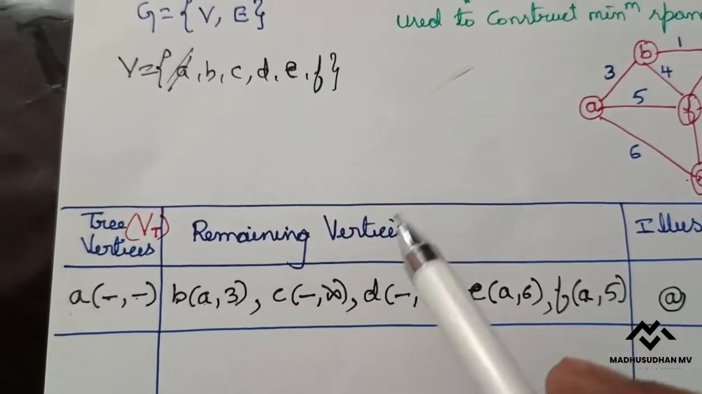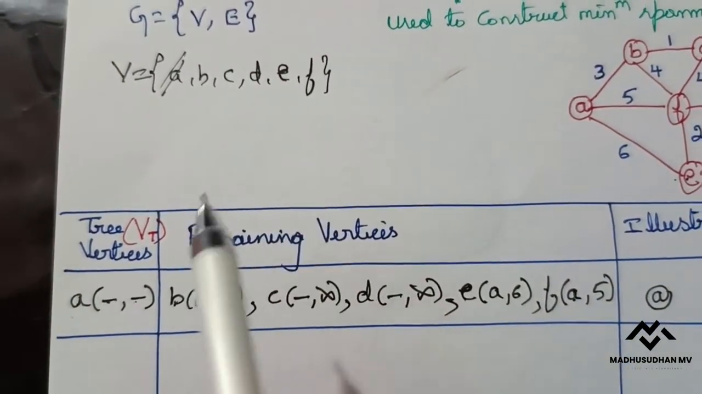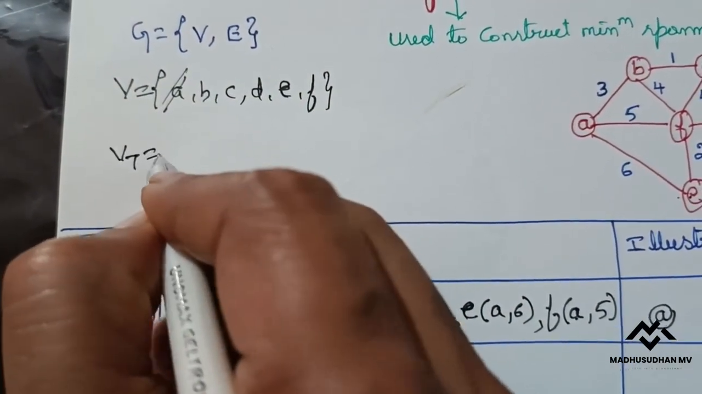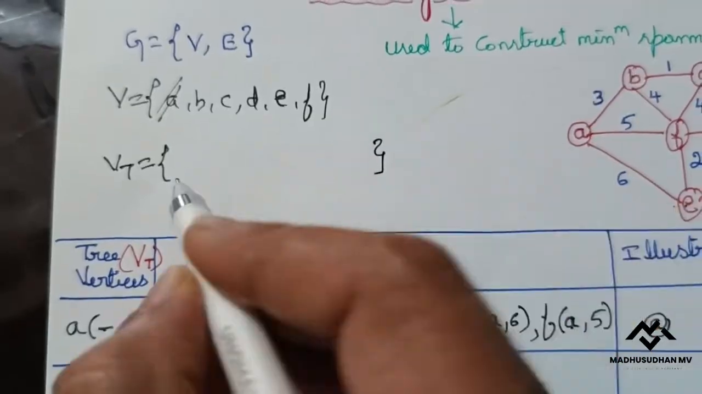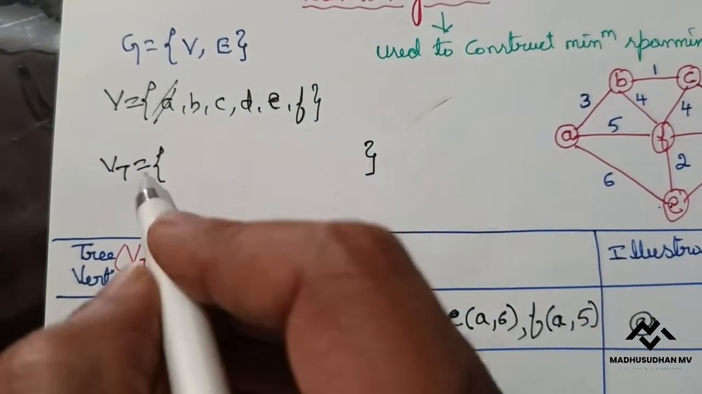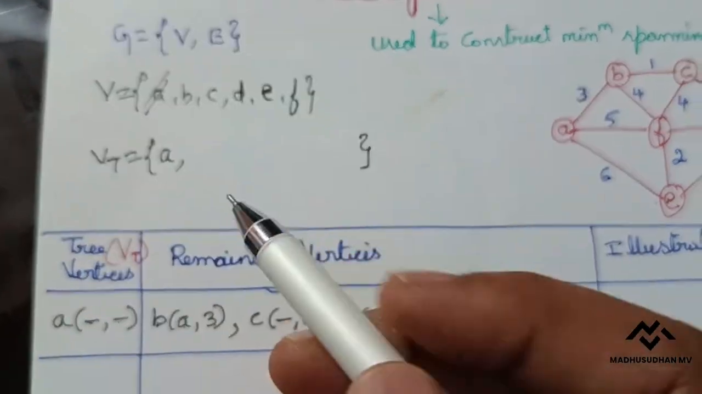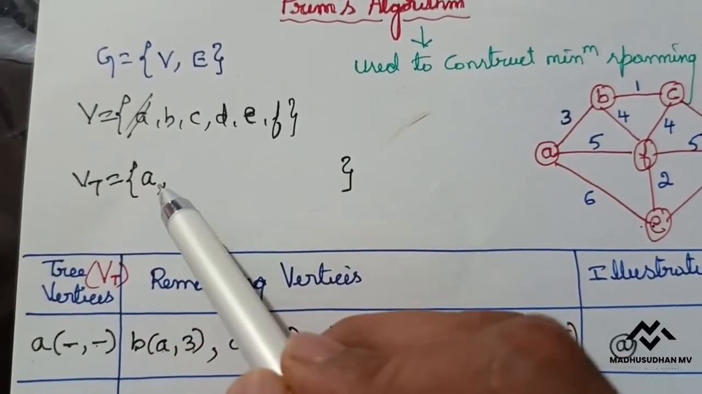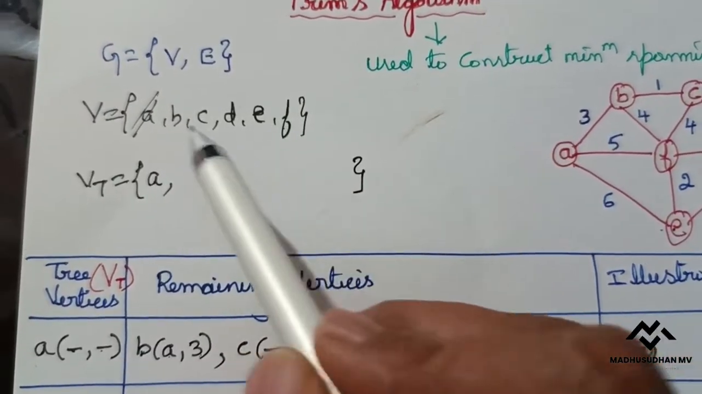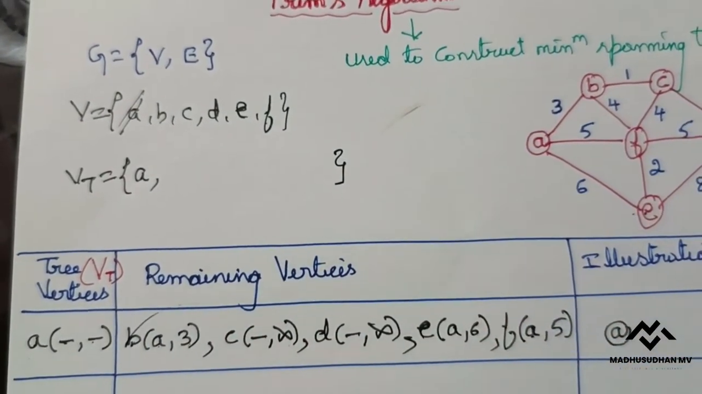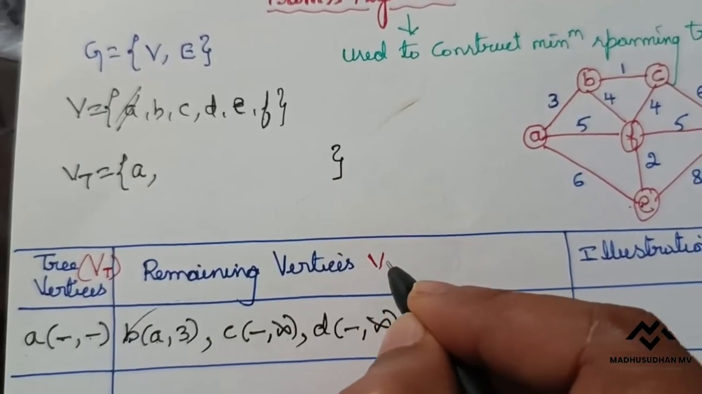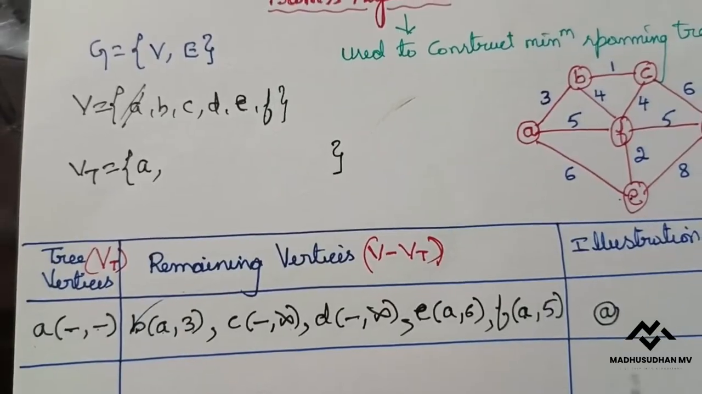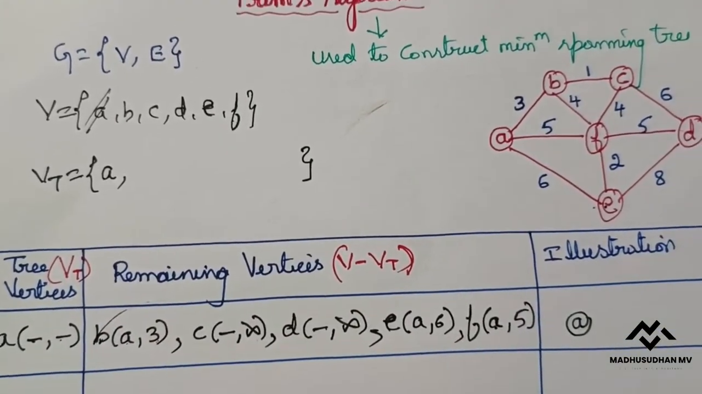Now remaining vertices. So how can I get the remaining vertices? Whatever I include in my VT. Right now in my VT, what did I include? In my VT, initially null. Now I included A. So now, which are the remaining vertices? If I take A, B, C, D, E, F minus A, A gets cancelled. Remaining is B, C, D, E, F. So the remaining vertices, I can say, are V minus VT. V minus VT is my remaining vertices.